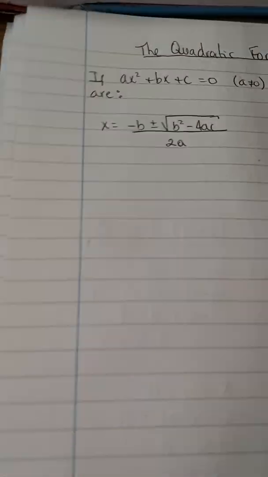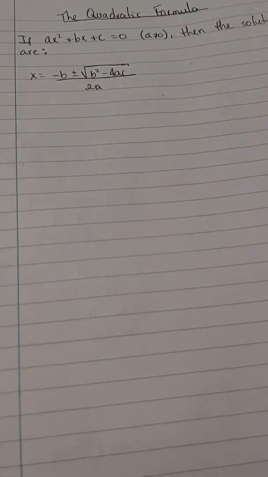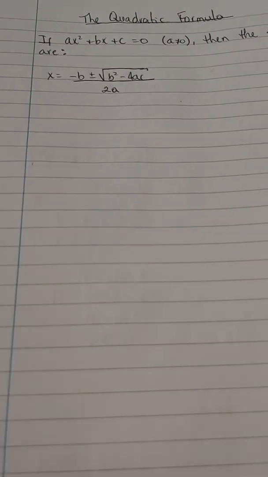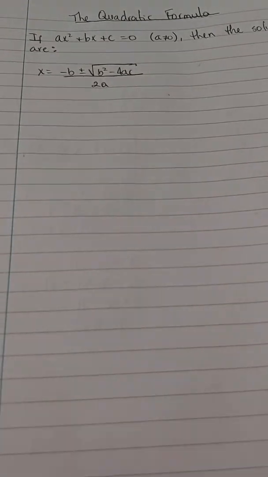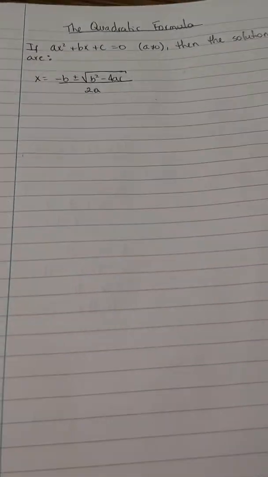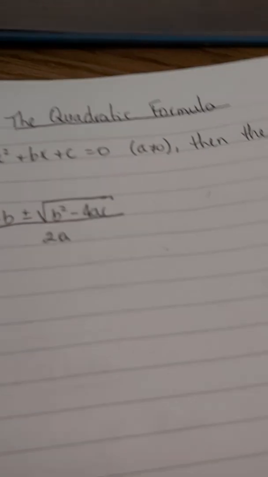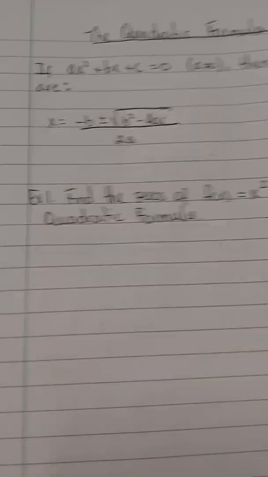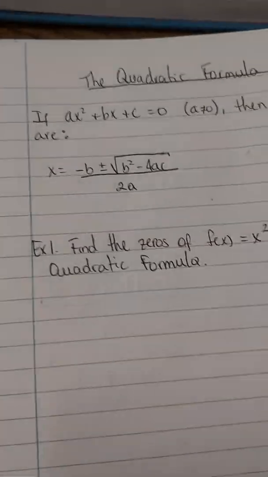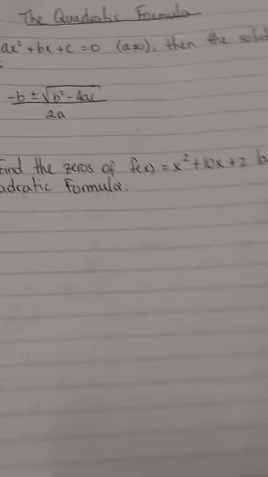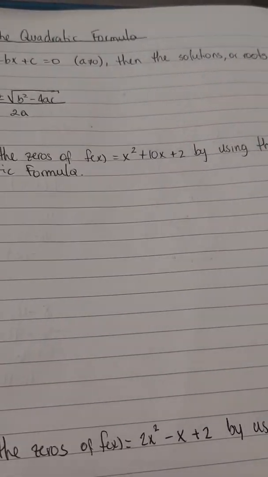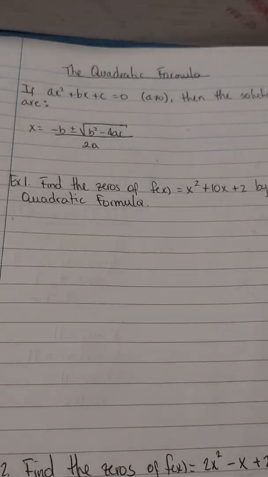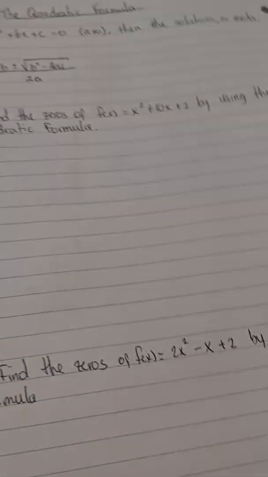Okay? So when can we use the quadratic formula? To solve a quadratic equation, we can always use the quadratic formula. Just the same as completing the square, we can always use completing the square to solve quadratic equations. Okay? So if we look at example 1, it says, find the zeros of f of x equals x squared plus 10x plus 2 by using the quadratic formula. Okay, they're telling us to find the zeros.